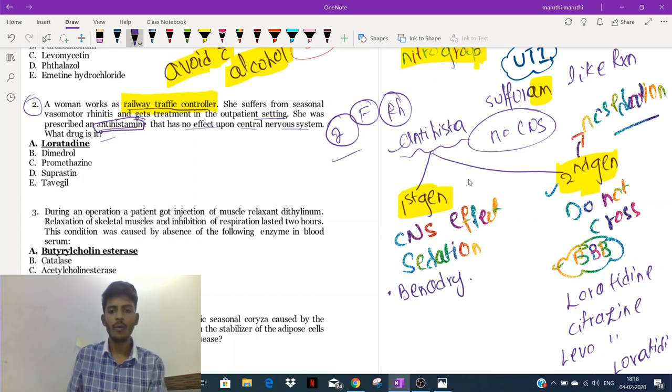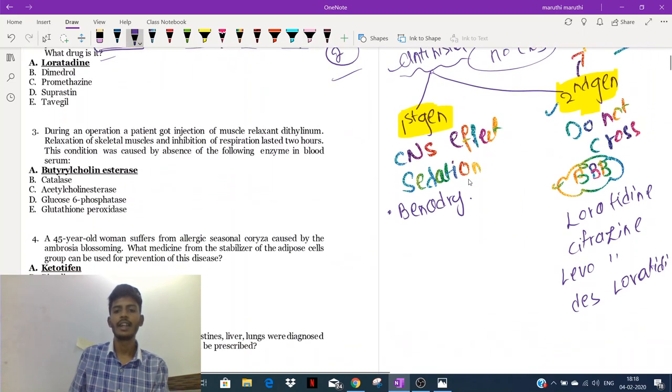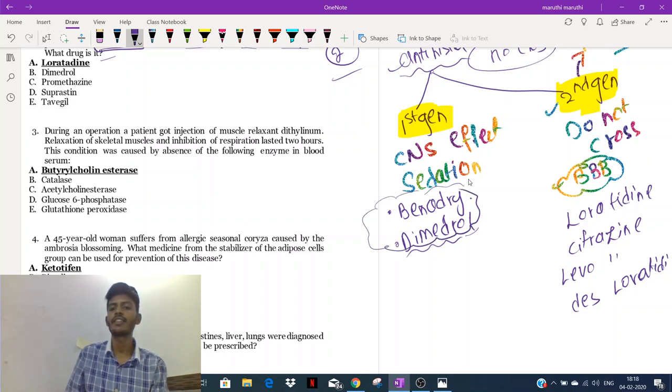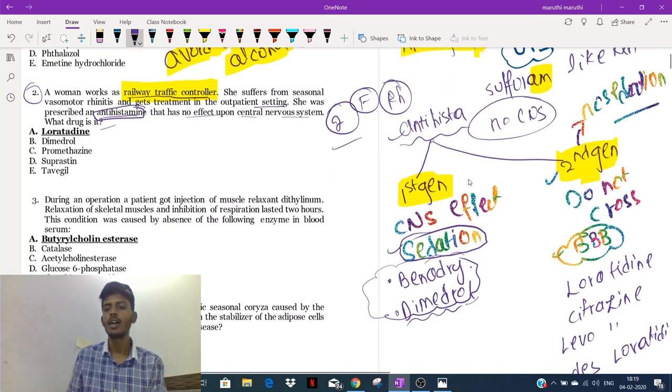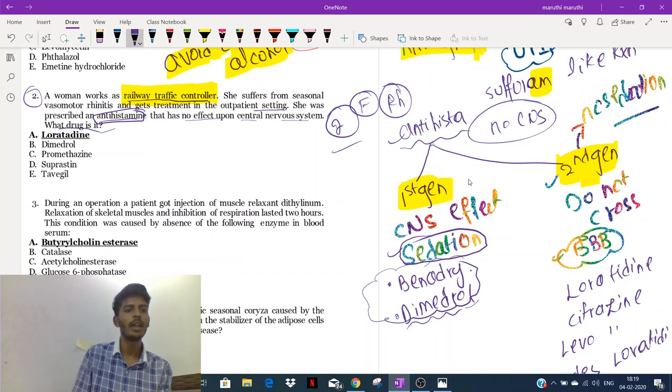Okay, we have one more drug, that is diphenhydramine, which is also called dimedrol. Okay, so these are the two antihistamine drugs which work as first generation antihistamines. So for a first generation antihistamine, what is the side effect? The side effect will be sedation. So avoid them in people who require most of the attention. So that's why we are prescribing loratadine. So that's why the answer would be loratadine.